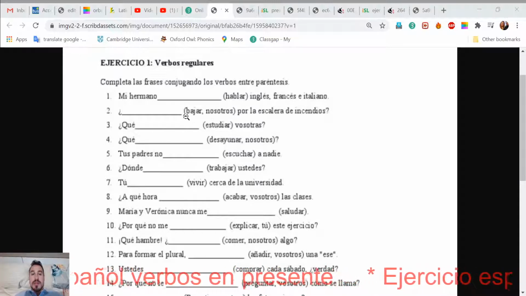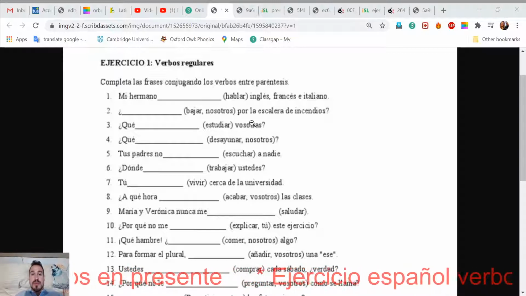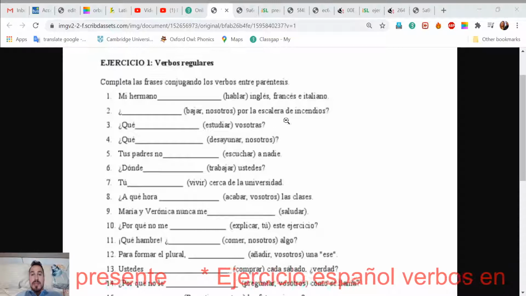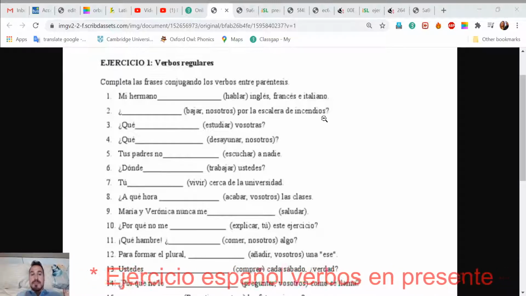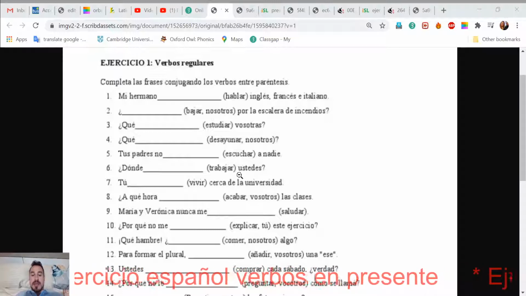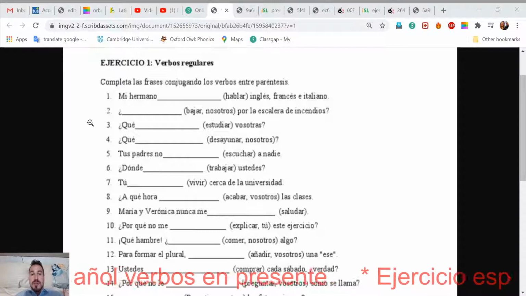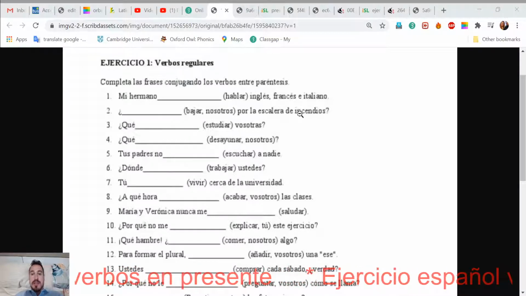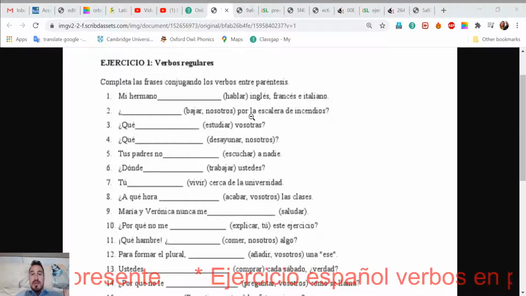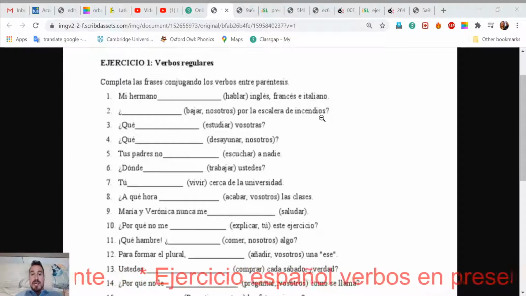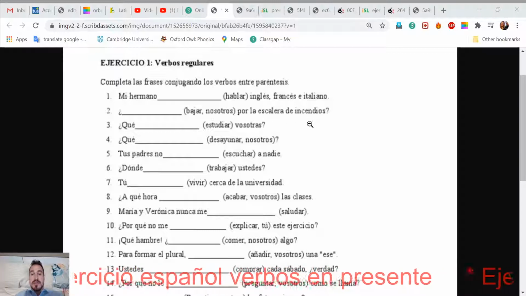2. Nosotros. This is we. Por la escalera de incendio. So we need to say bajamos. Bajamos por la escalera de incendio. So shall we get down through the fire escape? Or literally the stair of fire. Yeah?